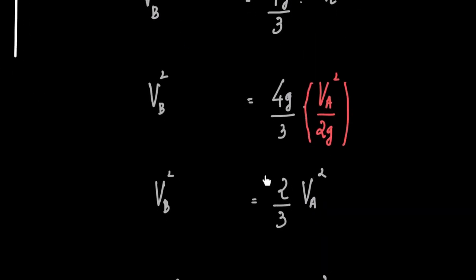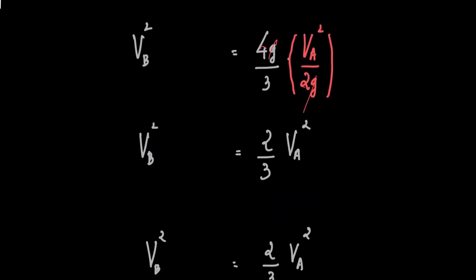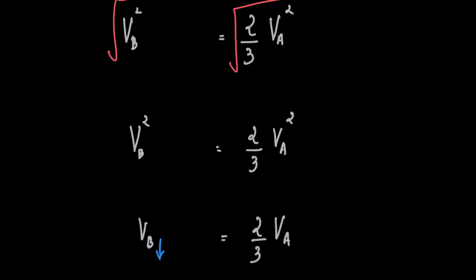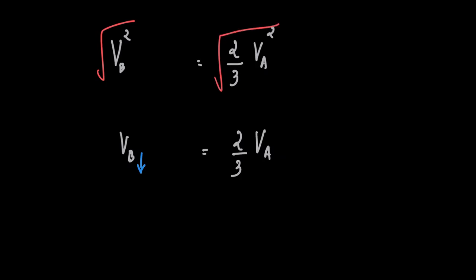And therefore VB square is 4g times VA square by 2g, divided by 3, which gives 2 VA square by 3. Now taking root on both sides, root of VB square is VB. Oh, that was the same step that I've repeated again. Sorry, my bad. Now taking root of both sides, what we get is root of 2 by root of 3 into VA. So velocity at B coming downwards is root 2 by root 3 VA.